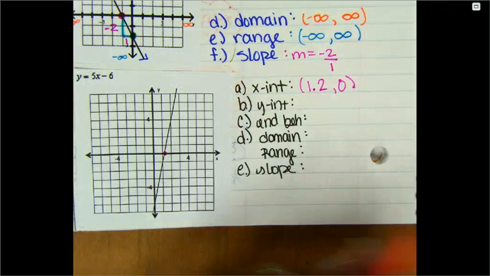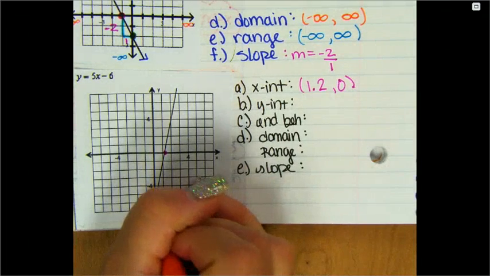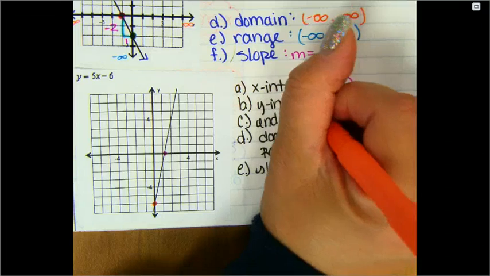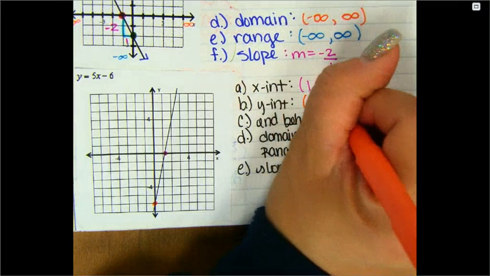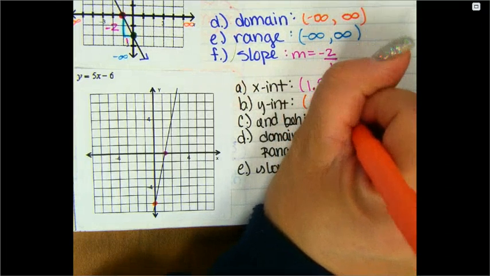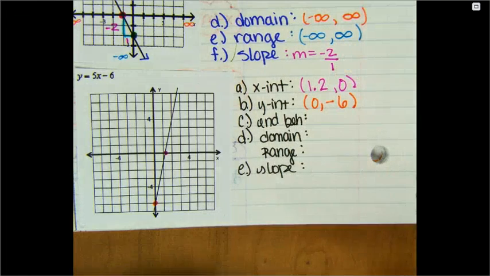Okay, y-intercept. 6, 0. You have it backwards. So have it say the other way. 0 over -6. 0 comma -6. 0 comma -6.